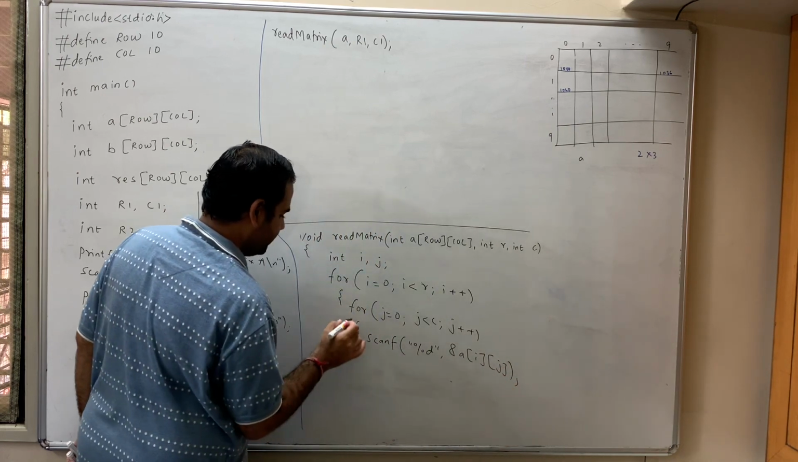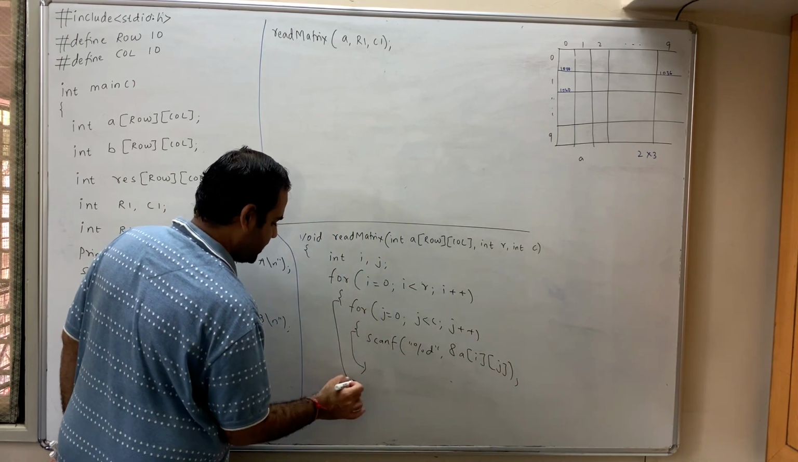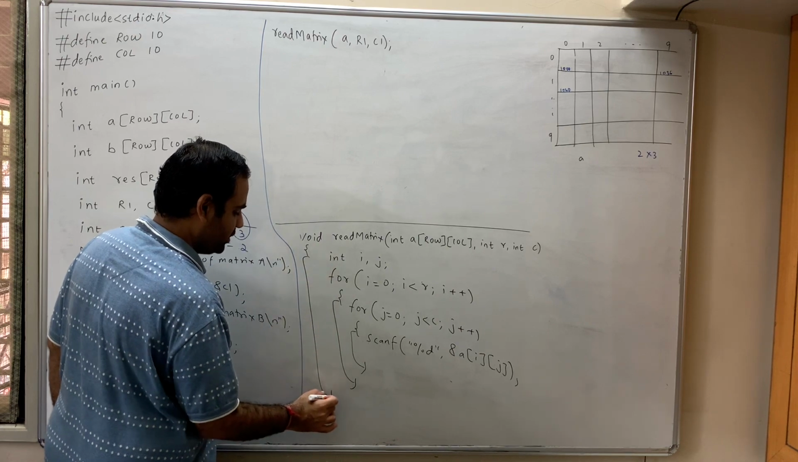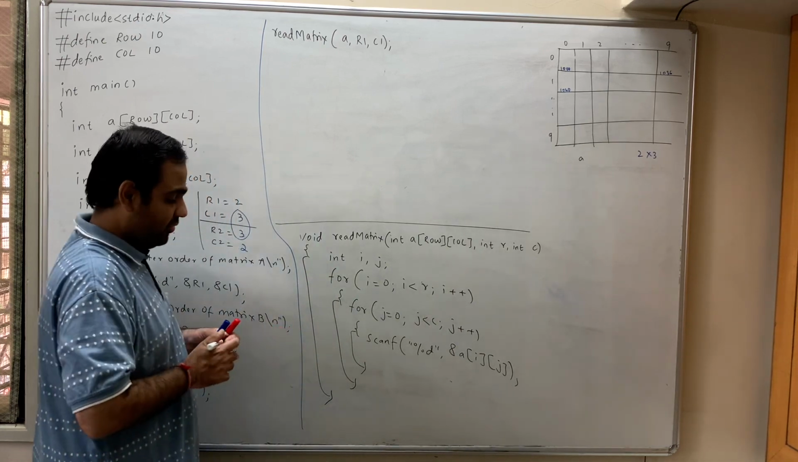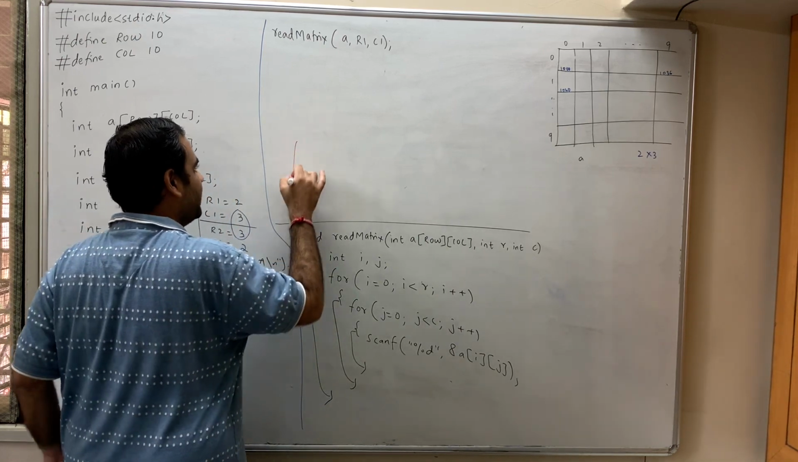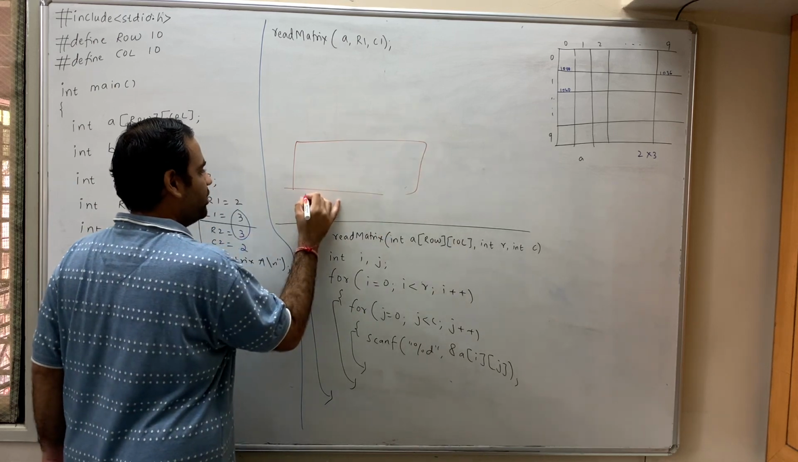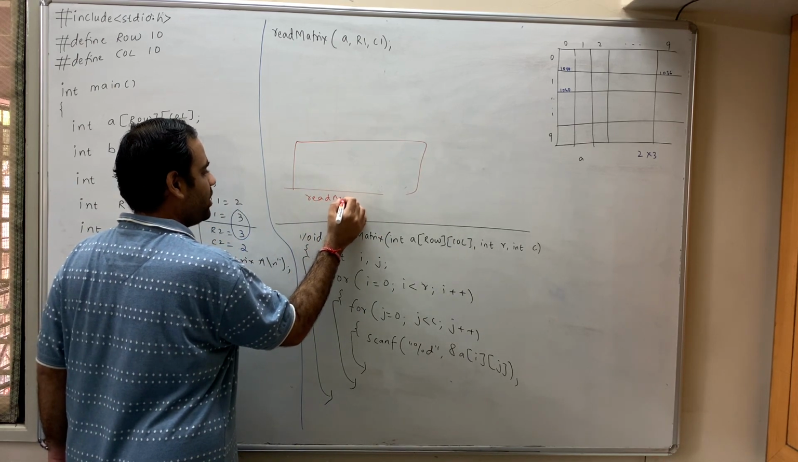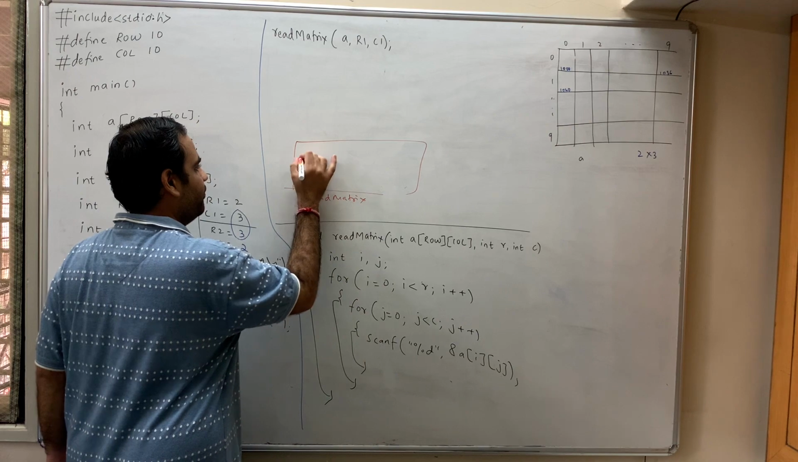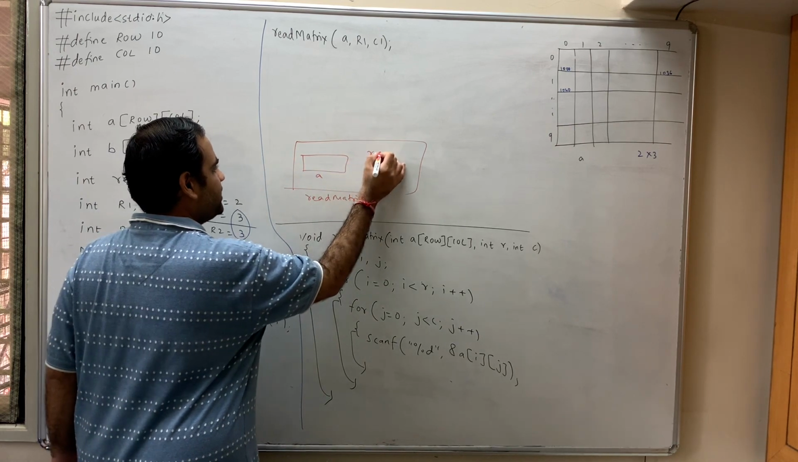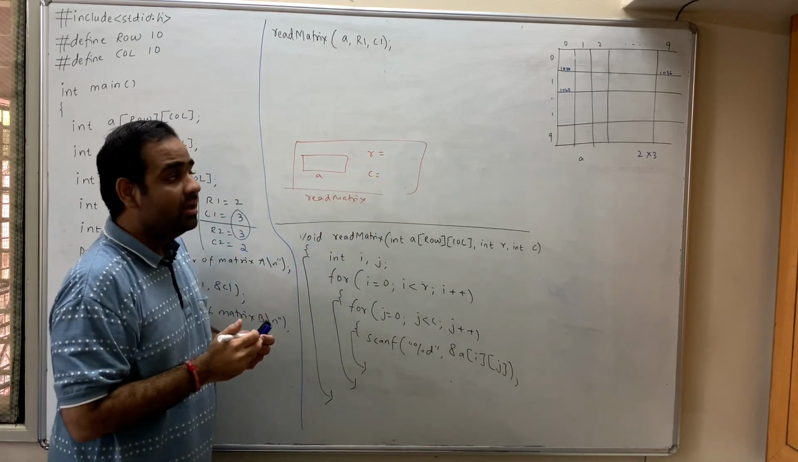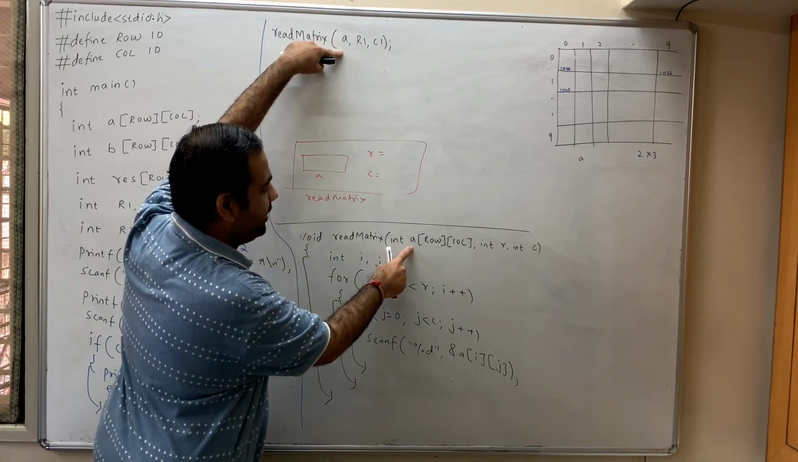I'll just trace it in order to understand how this function works. Whenever you call the function, the scope of the function gets activated. This is the read matrix function. There are 3 parameters: A, R and C. Now what will happen? A is copied to A.